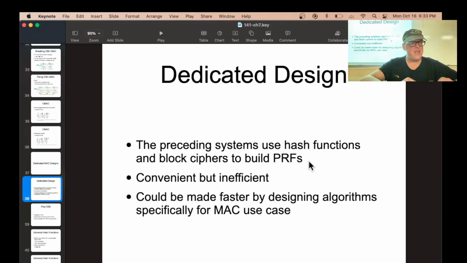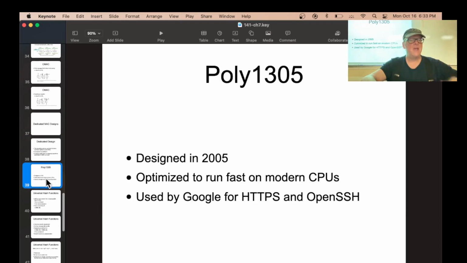Now, all of these are taking hash functions and block ciphers to make a pseudo-random function, and that works, but it turns out to be very inefficient. The hash functions have much more strict security requirements, and the encryption process has much more strict security requirements. You could make a faster MAC by making an algorithm designed for a MAC that does not pass all the statistical tests necessary for encryption or hashing. And that's what we do here.